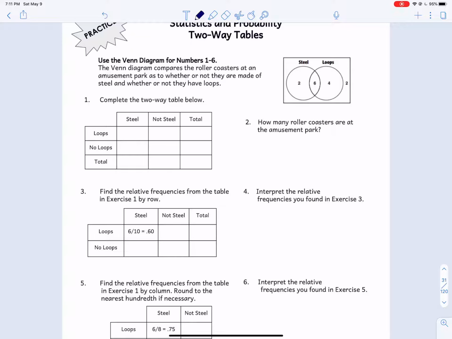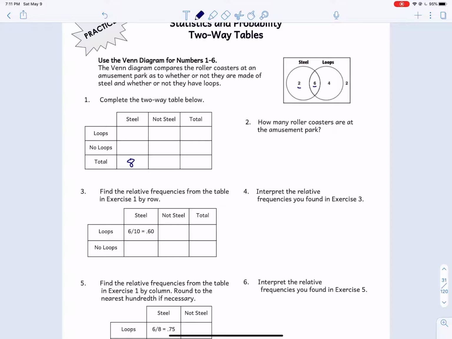So steel roller coasters. Okay. So total steel roller coasters. So look at this circle for steel. This is the total. And then what numbers are inside of that circle? Okay, we have the 2 and we have the 6, right? So they're both inside of the steel circle. Let's ignore the other one for a moment. So that would be 8. So 8 total roller coasters are made out of steel.